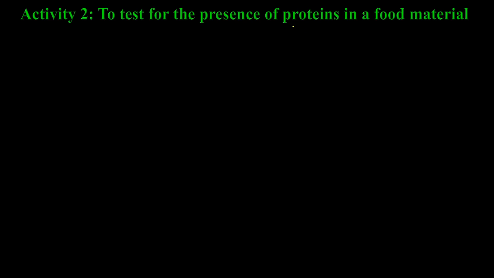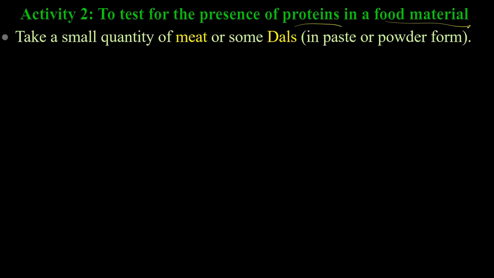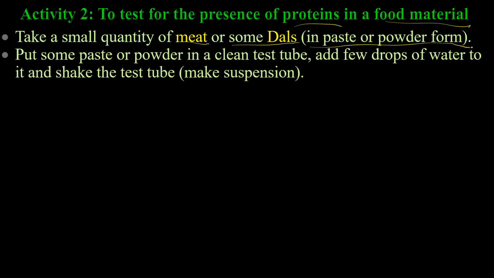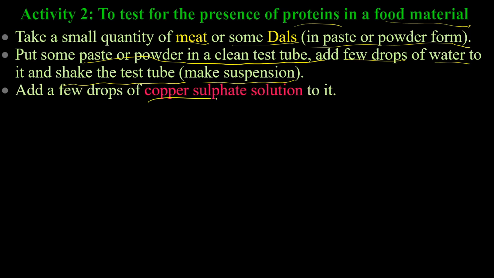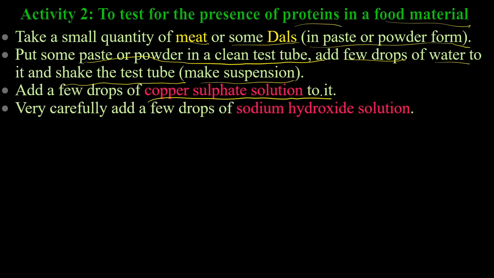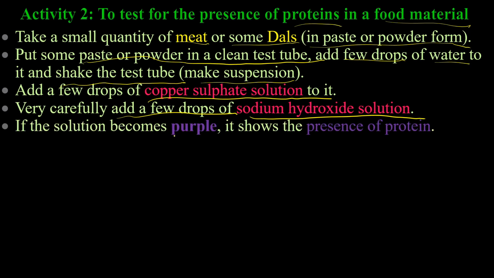Activity to test for the presence of proteins in food material. Take a small quantity of meat or some dals in a paste or powder form. Put some paste or powder in a clean test tube, add a few drops of water and shake the test tube to make a suspension of it. Add a few drops of copper sulfate solution to it. Very carefully add a few drops of sodium hydroxide solution. If the solution becomes purple, it shows the presence of protein.